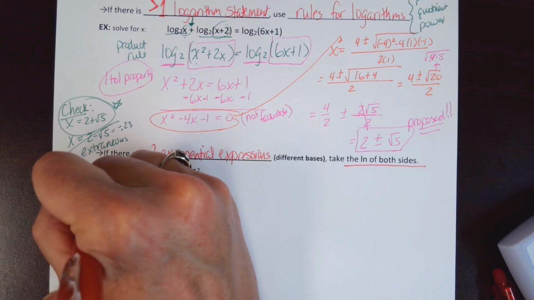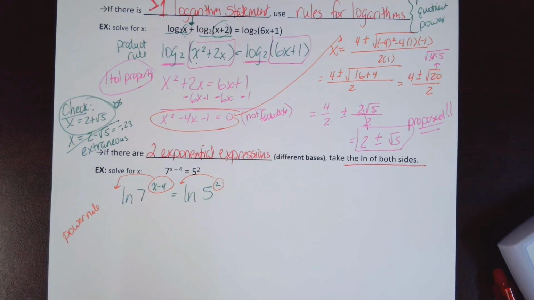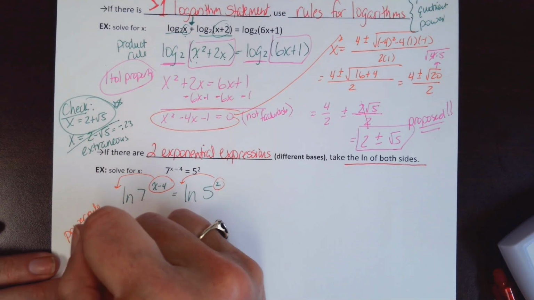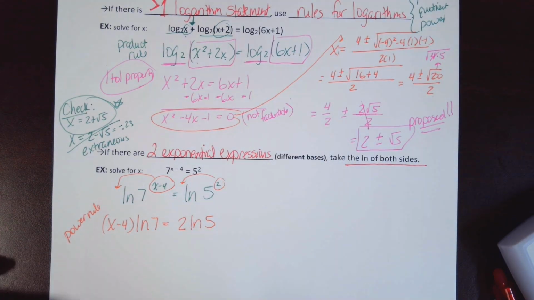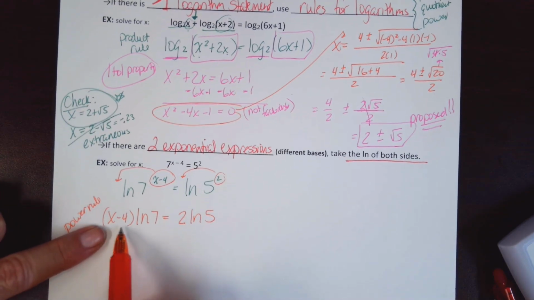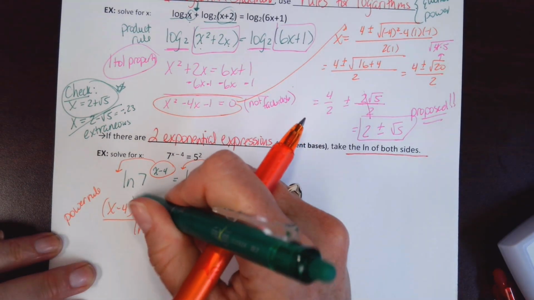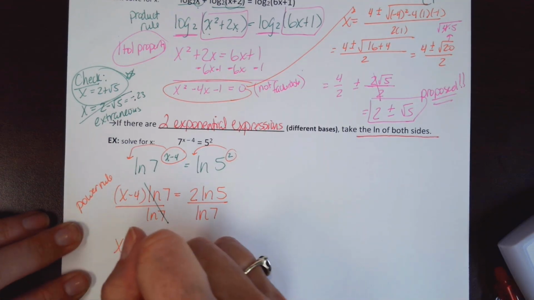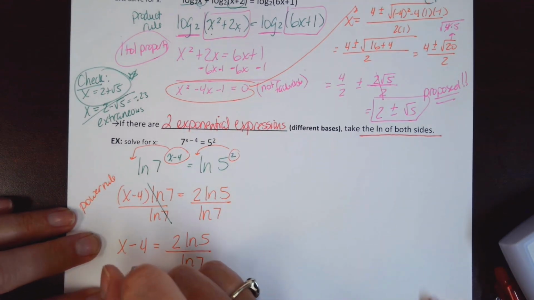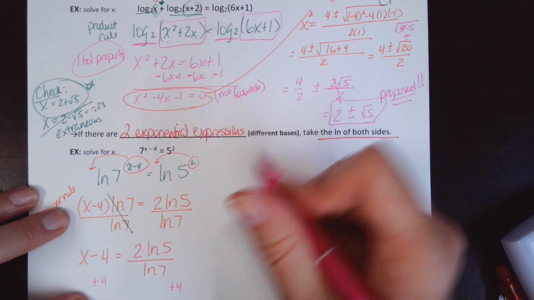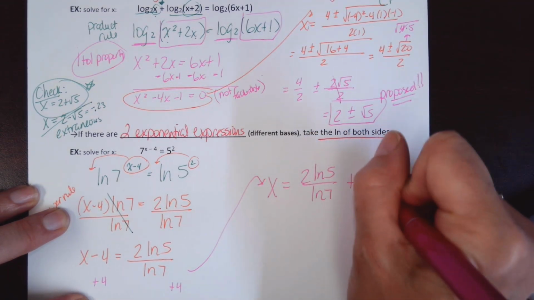My power rule allows me to take those exponents and write them out front as coefficients. So I've got x minus 4 times natural log 7 equals 2 times natural log of 5. I'm solving for x. I'm multiplying this times natural log of 7, so let's just divide both sides by natural log 7. Anything over itself is just 1. So I've got x minus 4 equals 2 times natural log 5 over natural log 7. And then to finish solving, I need to add that 4 to both sides. So here's what that looks like. X equals 2 times natural log 5 over natural log 7, plus 4.